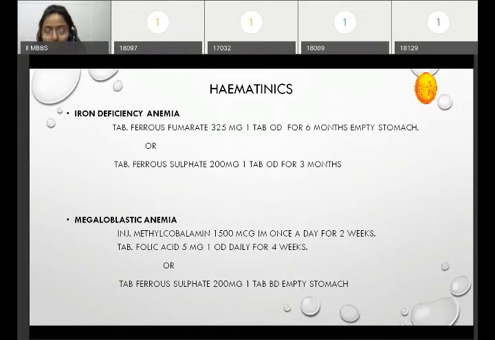The daily requirement of folic acid and the daily requirement of vitamin B12 are some common questions that are asked in your Viva that I just wanted to highlight here.